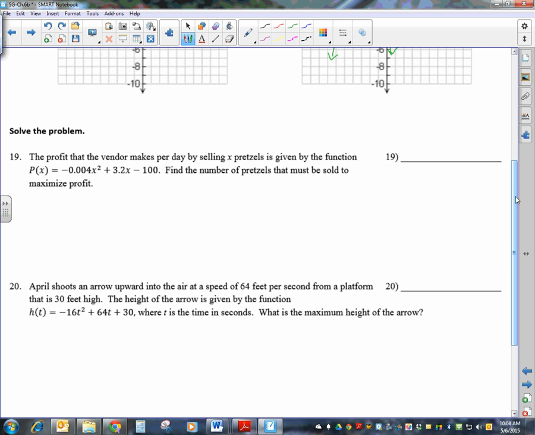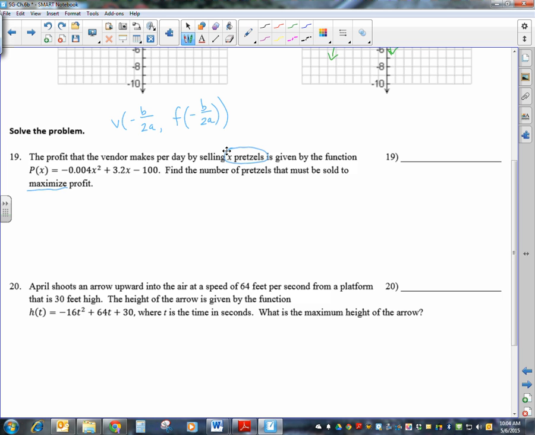Word problems. The profit that the vendor makes per day by selling x pretzels is given by the function. Find the number of pretzels that must be sold to maximize profit. Okay, so maximizing profit, you've got to decide it's always at your vertex. And your vertex, remember, is -b over 2a, and then plugging it back in, which is why we write f of -b over 2a. So it tells me I'm looking for x pretzels, but the maximum is going to occur at this vertex.